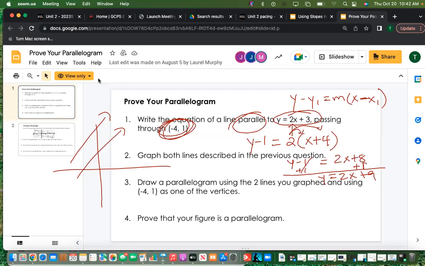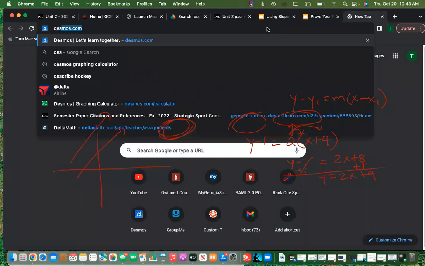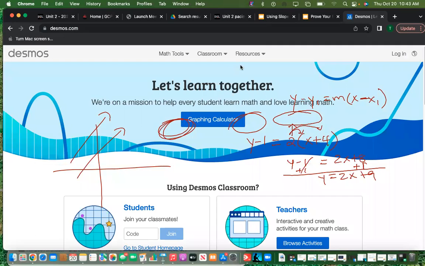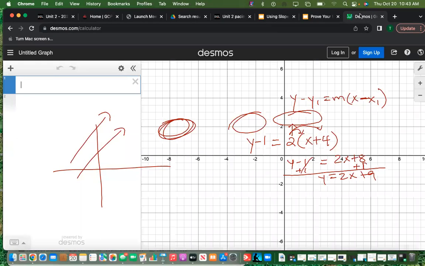Now they say draw a parallelogram using the 2 lines you graphed and using -4, 1 as a vertex. So really quick, because Desmos is my friend and I'm not actually going to try to draw this out, I'm going to take these 2 equations that I have, graph them, and graph the point -4, 1.